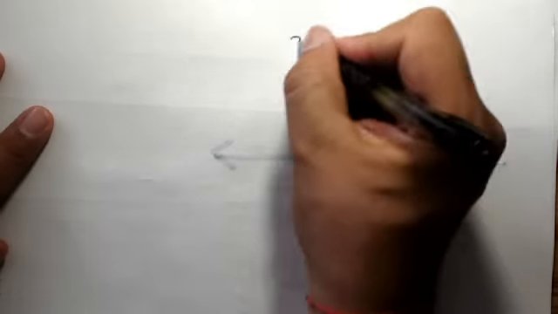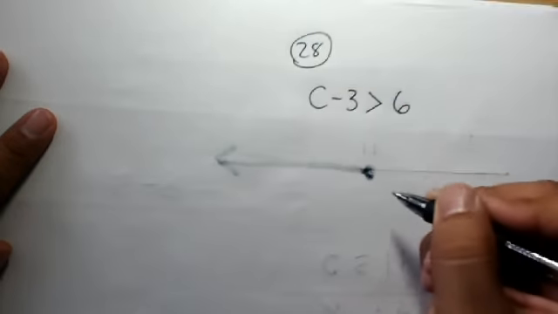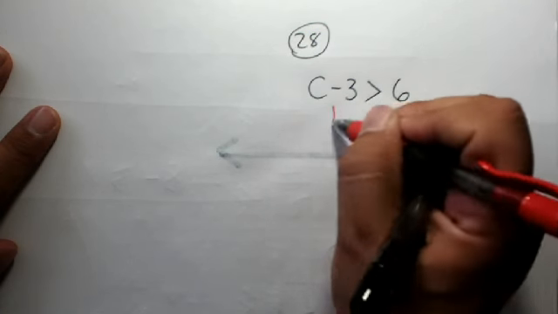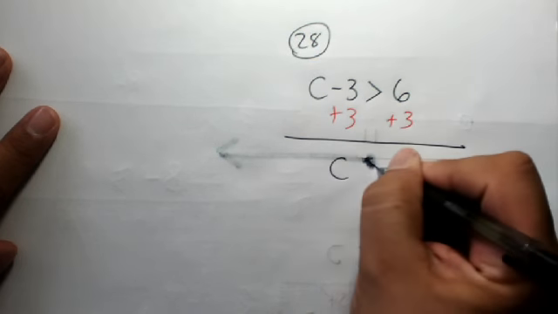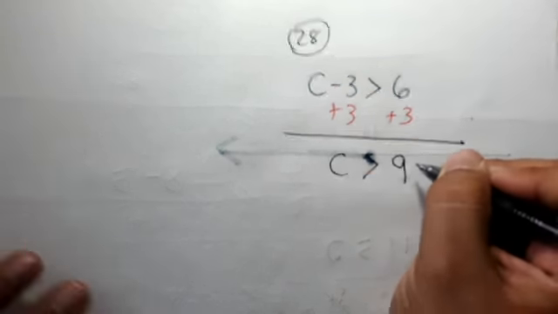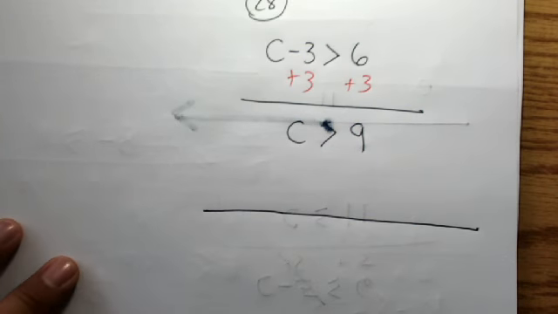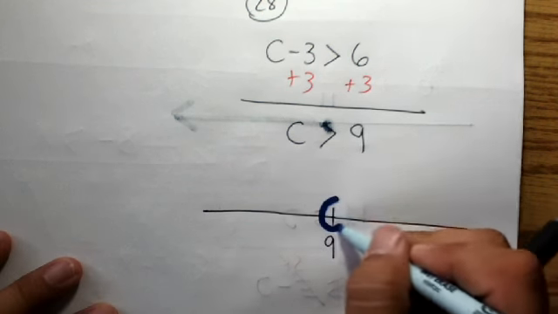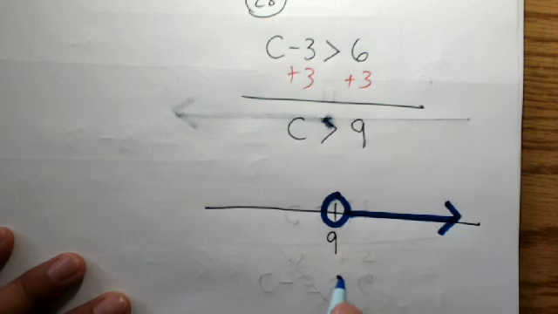Number 28. C minus 3 is greater than 6. What do we do first? Plus 3, plus 3. C is greater than 6 plus 3, which is what? 9. Now we draw the arrow, and we go to 9. Open circle. Which direction? Right. Right direction. Which would be letter what?